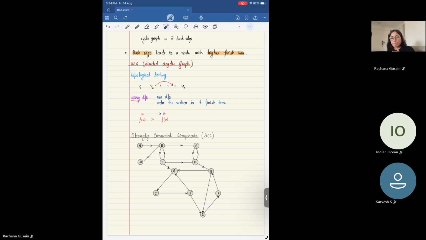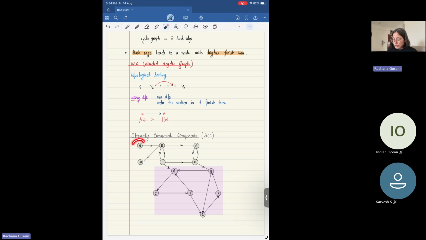Sarvesh? So that is one strongly connected component. Let me mark it. Now I want to identify other strongly connected components in this graph. In fact, I want to partition all the vertices into strongly connected components, so every vertex will fall into exactly one strongly connected component. That is what I want to do.